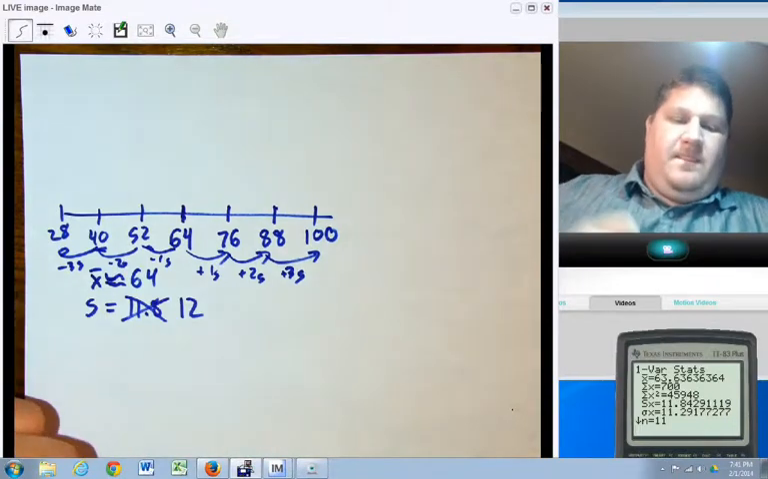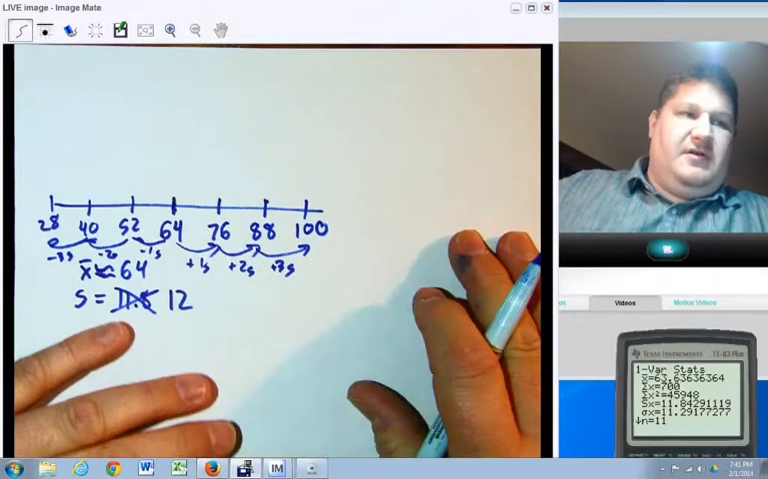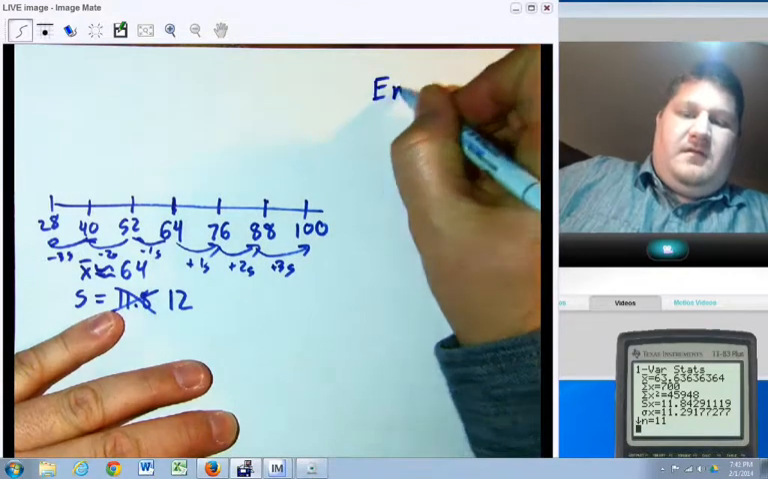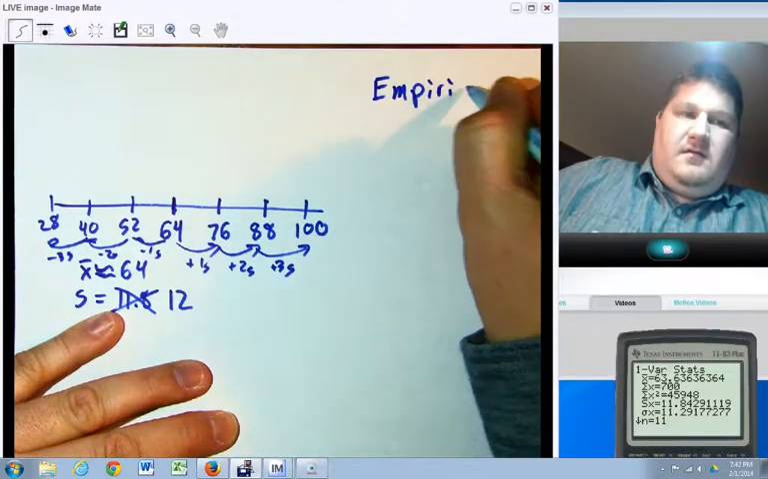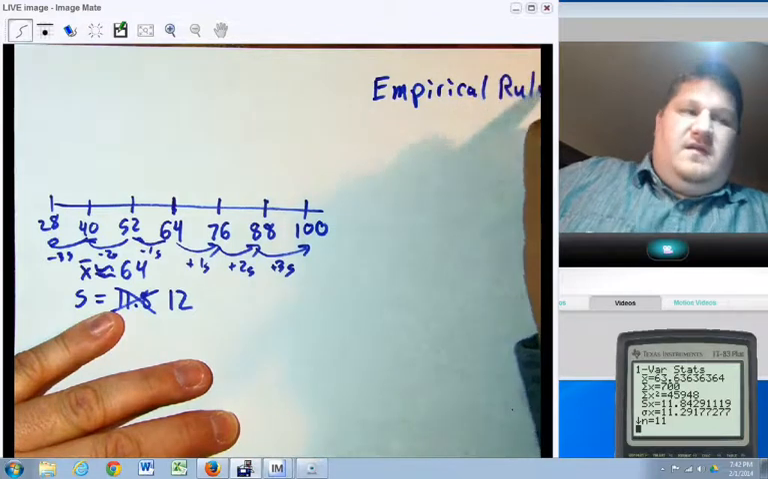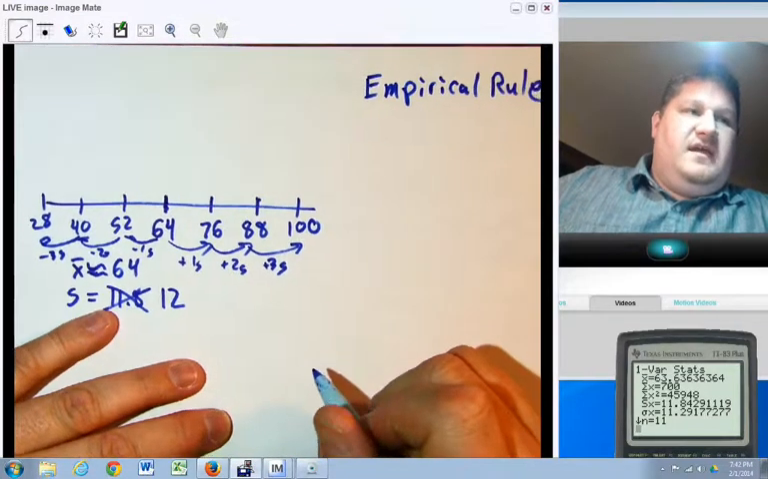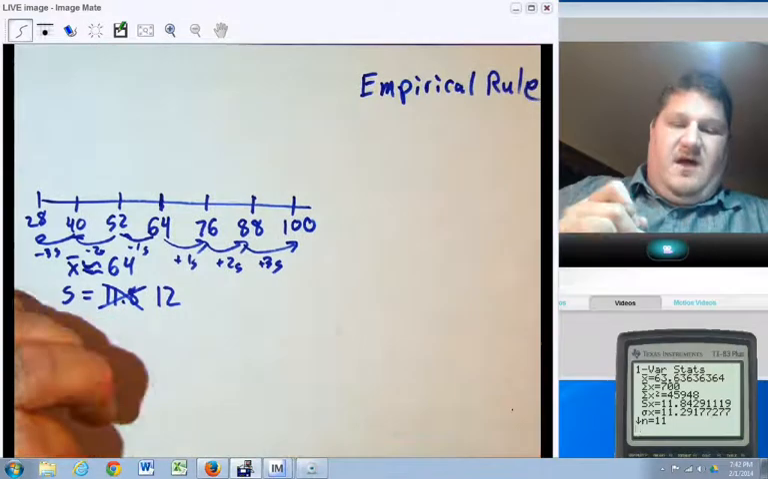Now, we have what's called the empirical rule. The empirical rule is going to be where we pick this up next.